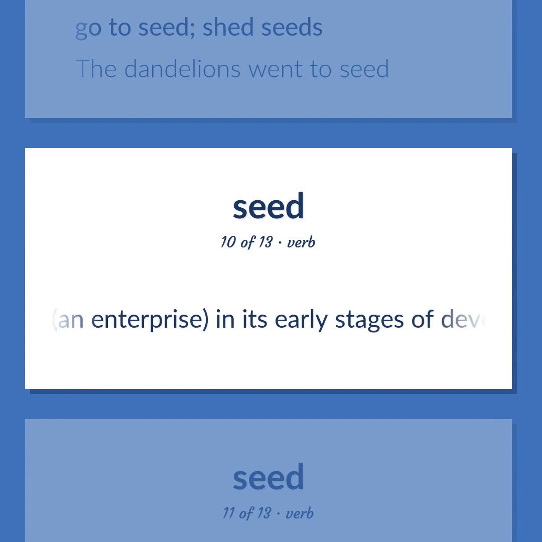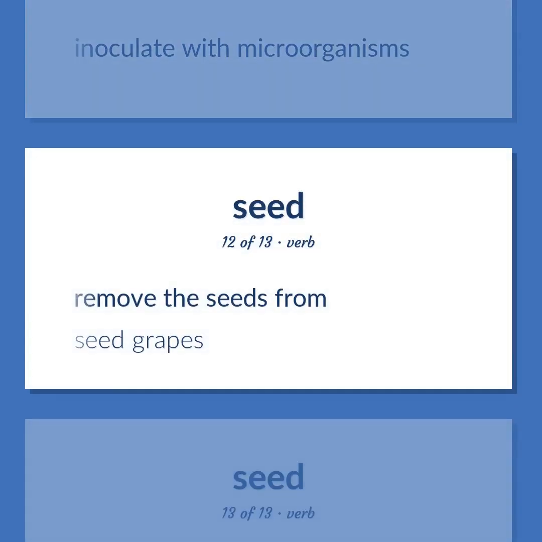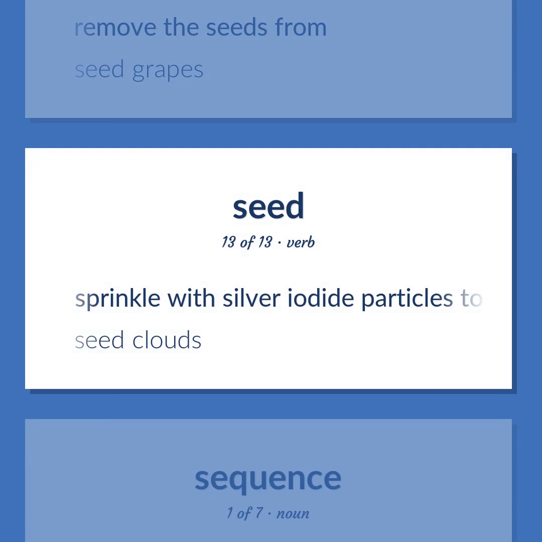Help an enterprise in its early stages of development by providing seed money. Inoculate with microorganisms. Remove the seeds from. Seed grapes. Sprinkle with silver iodide particles to disperse and cause rain. Seed clouds.